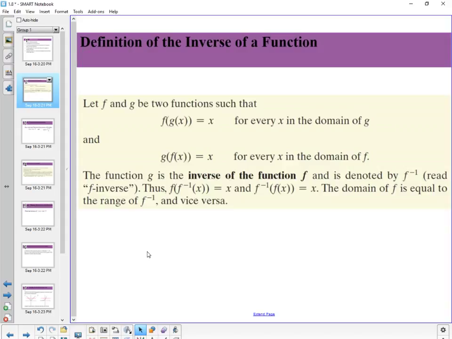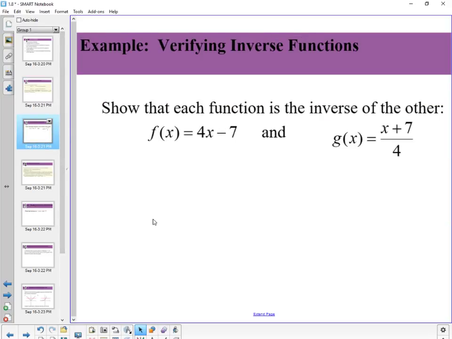You guys cool with that? Let's take a look. Show that each function is the inverse of the other. So we want to verify. Here's the process. You guys still remember the process from last year?